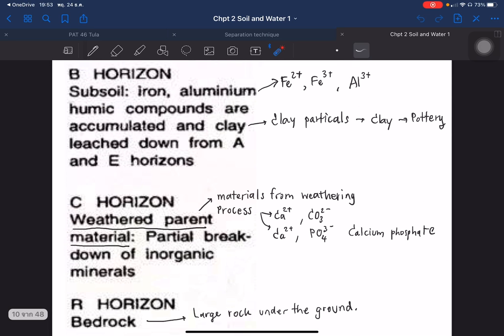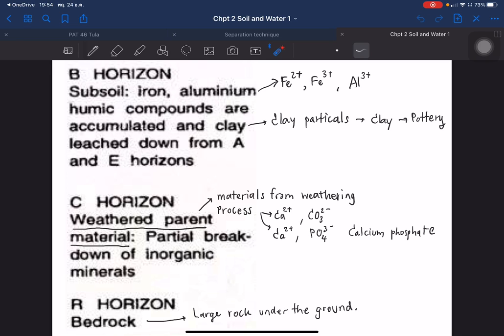And after that, the B horizon. The B horizon here contains iron, aluminium, or even humic complex compounds. Okay, and after that, it will contain a lot of clay particles because the clay particles are quite small, so they can run down deep to this layer. So when the clay particles collect together, you can get the clay. And after that, you can use the clay to make pottery, as a pot, okay?